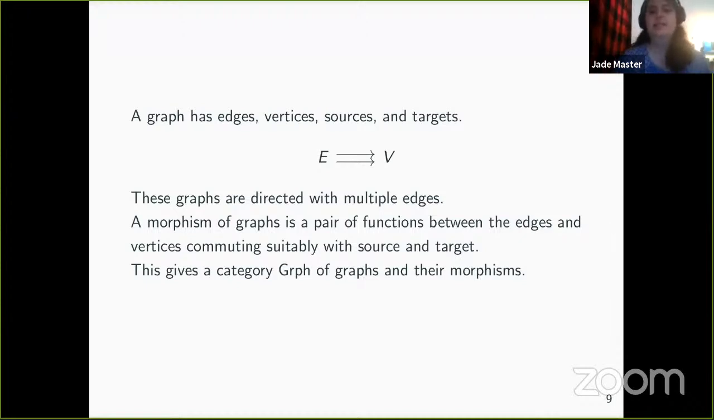Note that these are directed graphs and they can have multiple edges between a pair of nodes. And a morphism of graphs is a pair of functions between the edges and vertices, which commutes with the source and target. And that gives a category Graph.